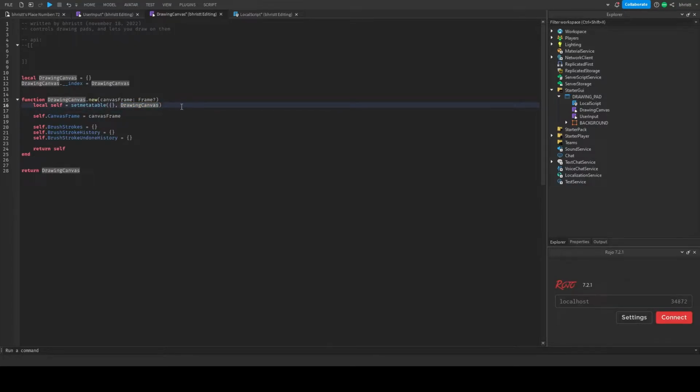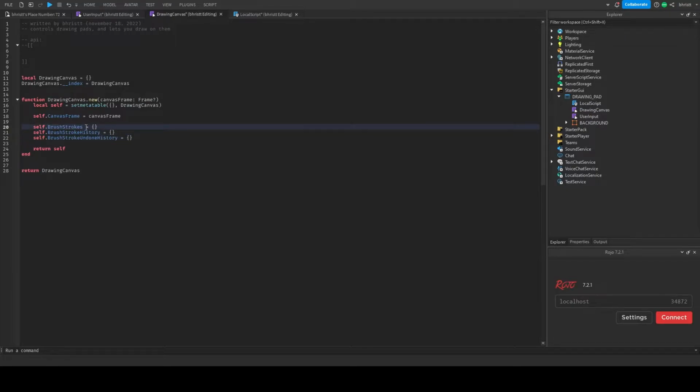That way every function inside this DrawingCanvas table is also going to be available to this table that we created. And then to add on to that, we can add properties to this table that we just created. So here I added a canvas frame, which is going to be the frame that holds all the brushstroke frames. Here I created 3 tables called brushstrokes, brushstroke history, and brushstroke undone history.